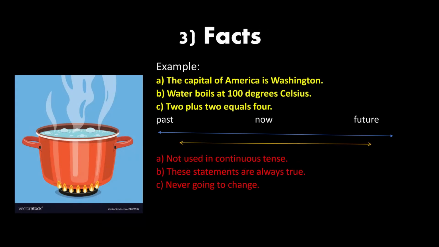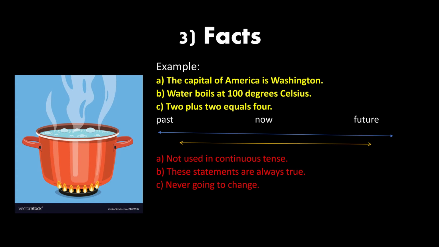Facts are truths, that is, they are statements about the world that are true. For example, the capital of America is Washington. This is a fact about the world. Here are some more examples. Water boils at 100 degrees Celsius. 2 plus 2 equals 4. These are all true statements.